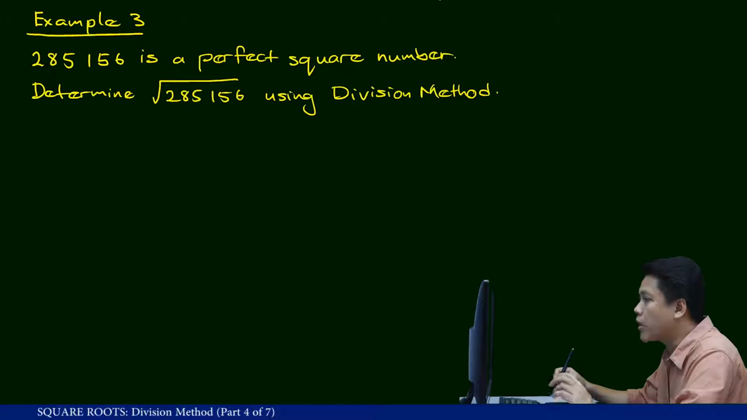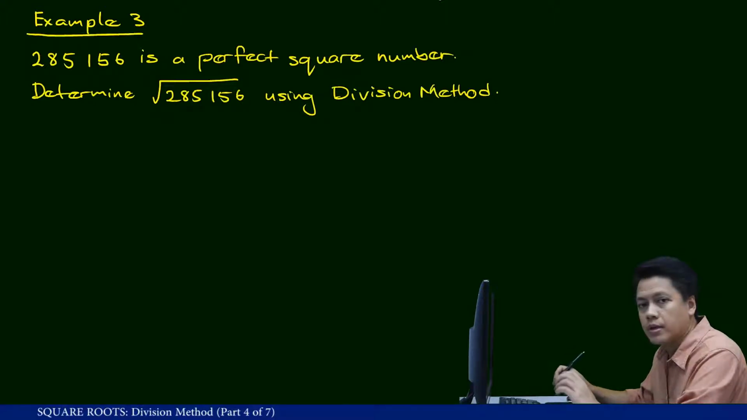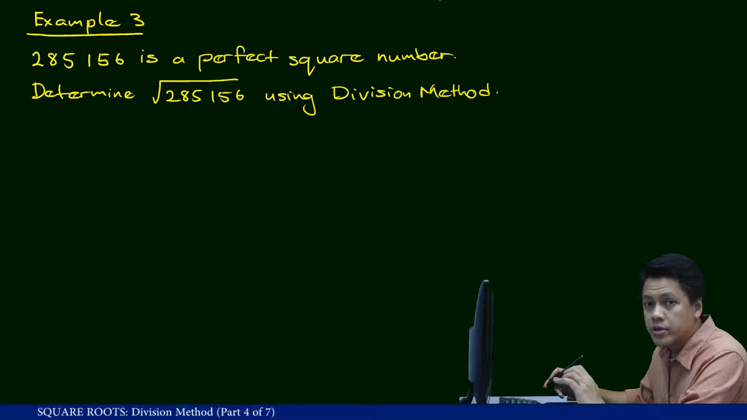285,156 is a perfect square number. Determine the square root of 285,156 using the division method. Okay, the number is getting bigger and bigger. The problem is going to be a little bit more and more complex.